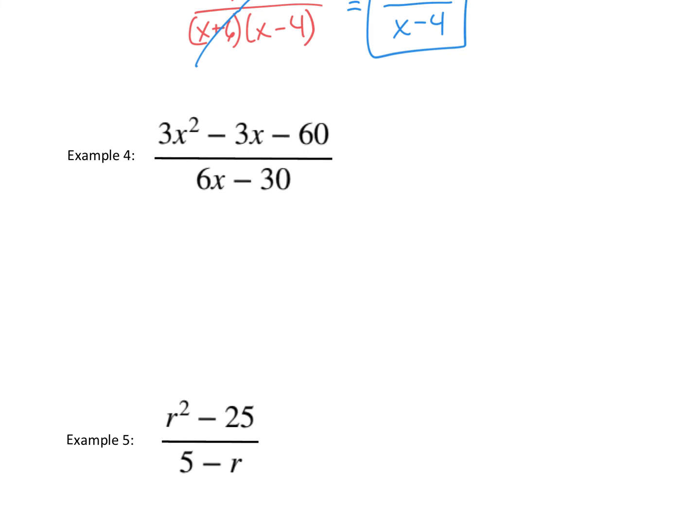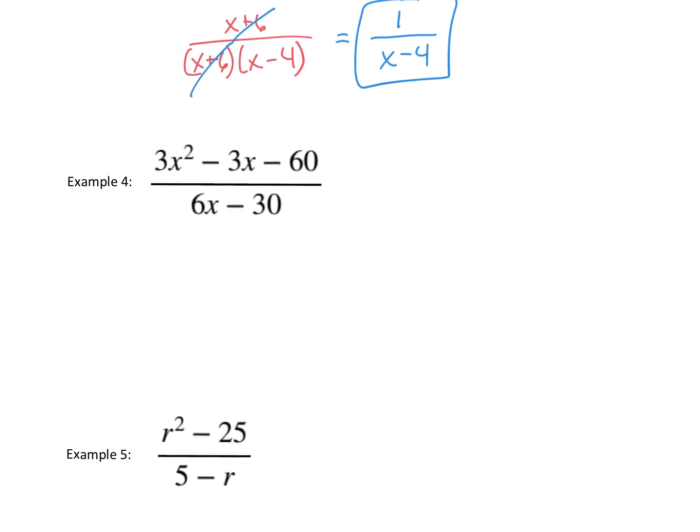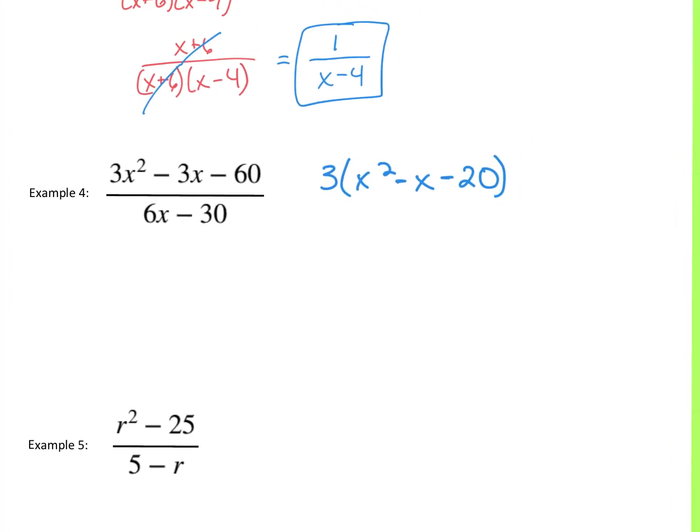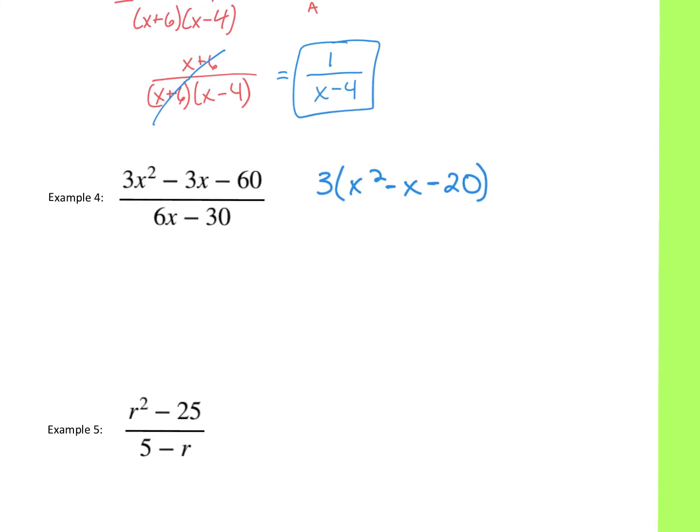What'd you say? I said 3 can go in all those. 3 will go in the top. Yeah. What's going to be left? X squared minus X minus 1. Cool. Is that factored completely? No, the bottom. Oh, the bottom? Well, you can use 6 for the bottom. X minus 5. Okay.